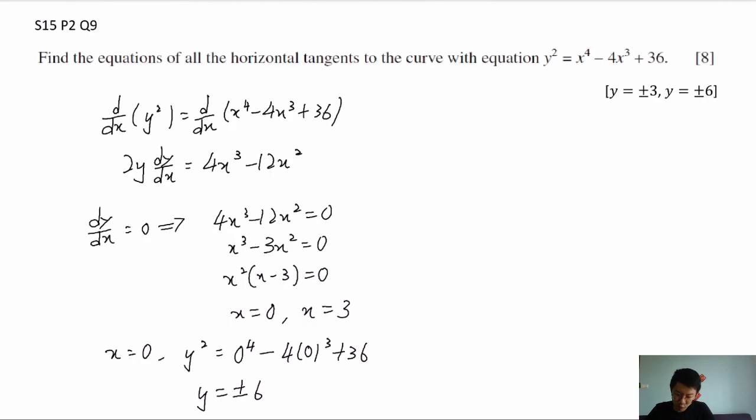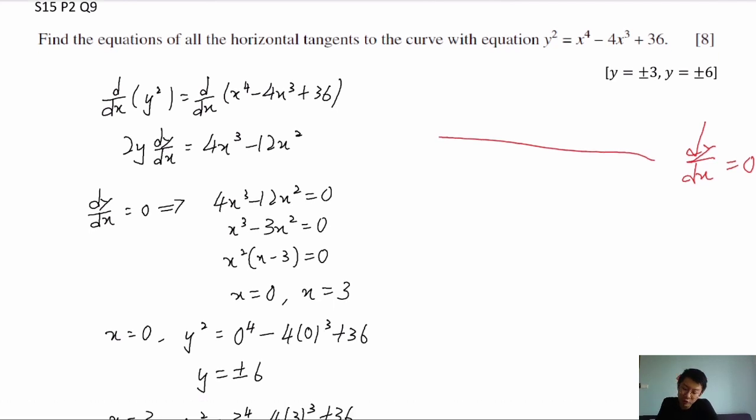Next one. Find the equation of all the horizontal tangents to the curve, where the equation is y squared given by this expression. A horizontal tangent is where dy/dx equals 0. This is not difficult to do basically. First, we differentiate this implicitly. So we apply d/dx to both sides of this equation.